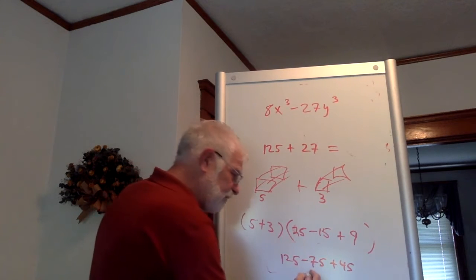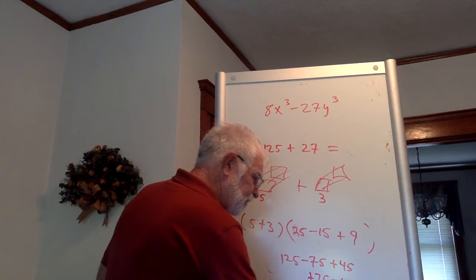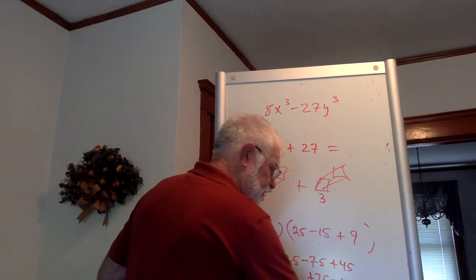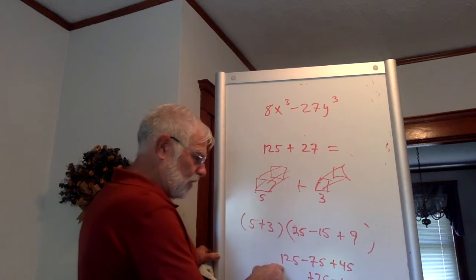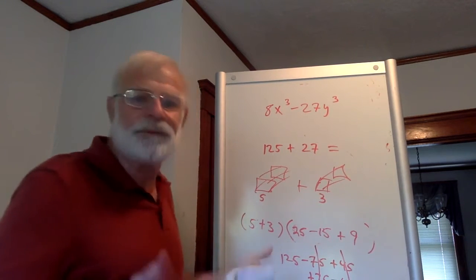3 times 25 is positive 75. 3 times minus 15 is minus 45. And 3 times 9 is 27. Looks like I got 125 plus 27 because these are canceling. Okay, so there's a pattern to this.